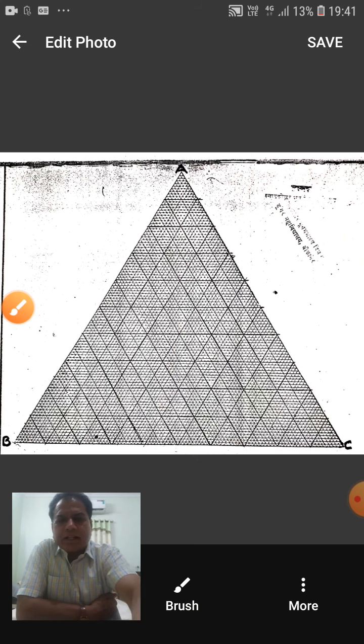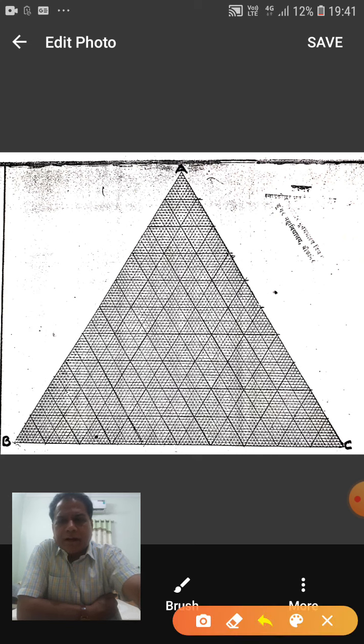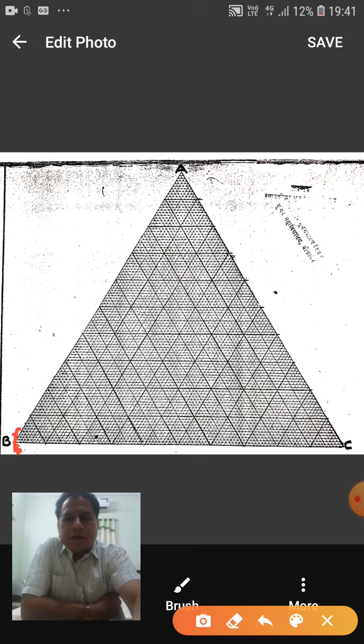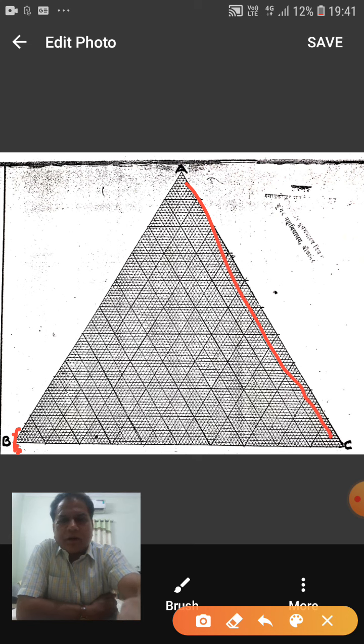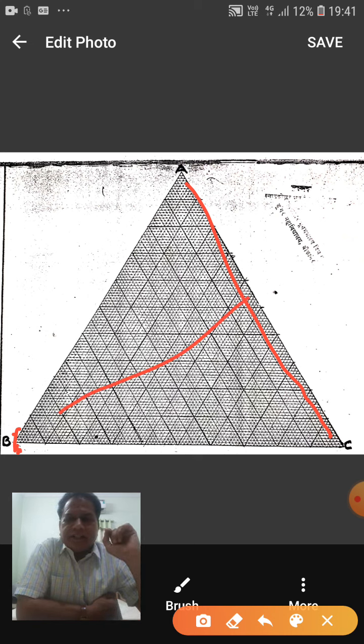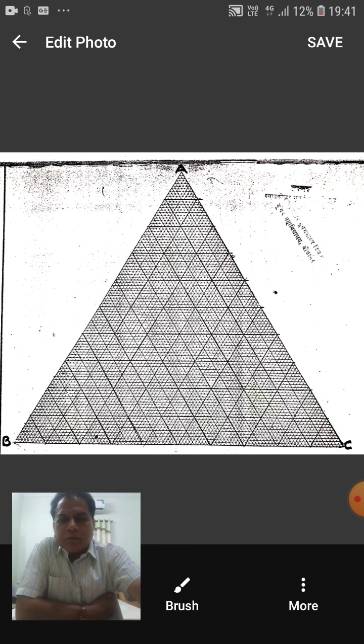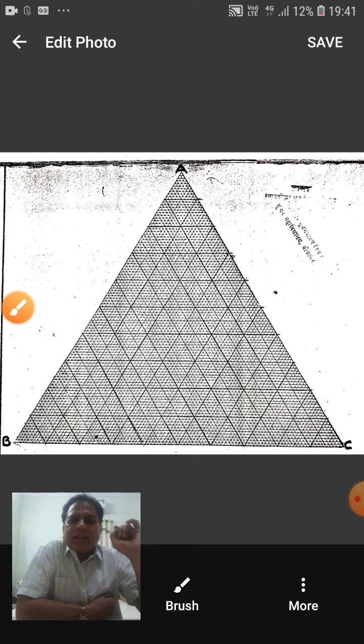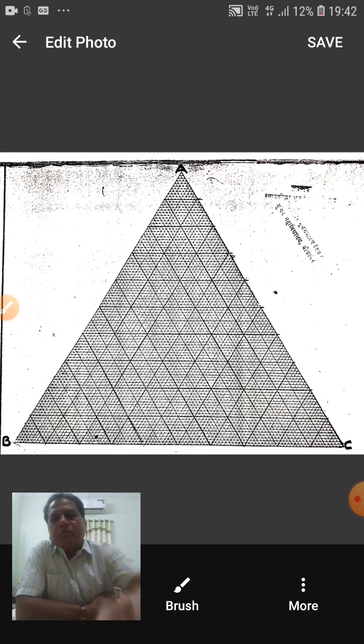Similarly, this is vertex B, here the value of B is 100, and on line AC the value of B will be 0, and as we move towards B, the value of B will increase. So what it means is that the corners of the triangle represent unicomponent magma, right? Now the sides of the triangle represent bicomponent magma.